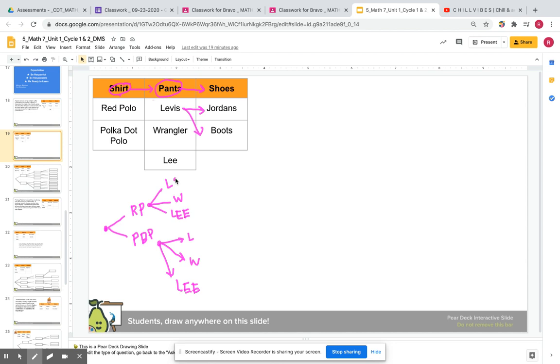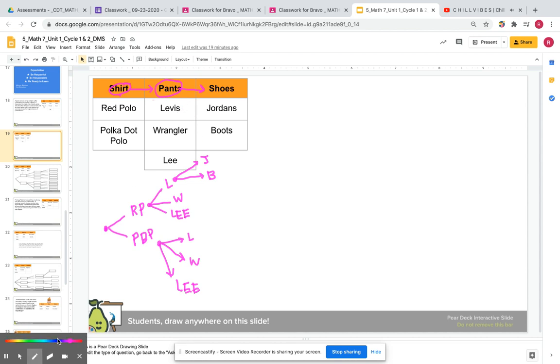Very similar. I always start off with another dot because I will branch out again. From the Levi's, I grow two branches. One of the branches will be going to the Jordans. The other branch will be going to the boots. Now that I'm done with the Levi's, I will go ahead and look at the Wrangler jeans.